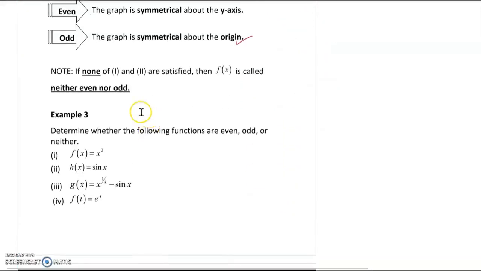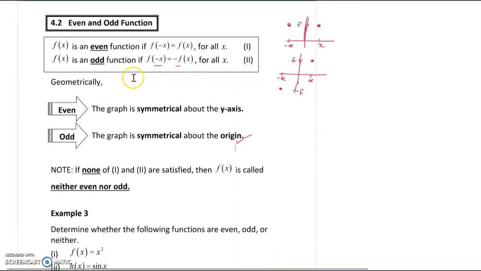And then if neither of these two rules is satisfied, we conclude that the given function is neither even nor odd. Meaning that, in order to say the given function is neither even nor odd, we need to check for even first. If it does not satisfy the even criteria, then we need to check for odd. If it still does not satisfy, then we conclude it is neither even nor odd.